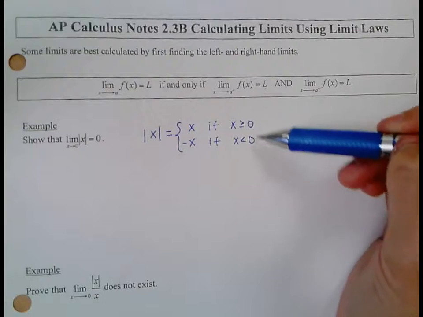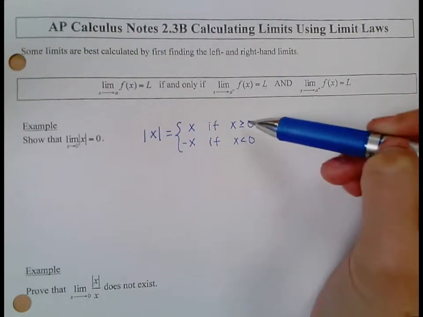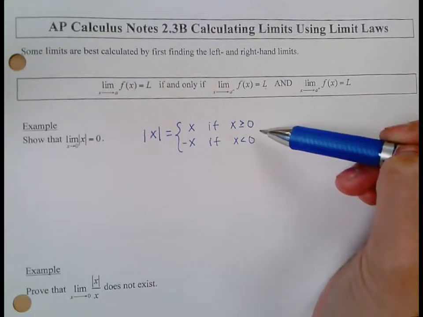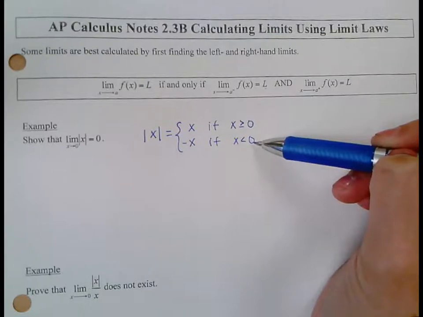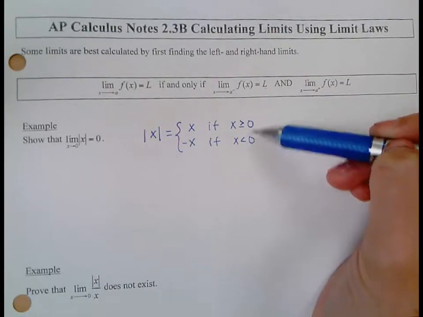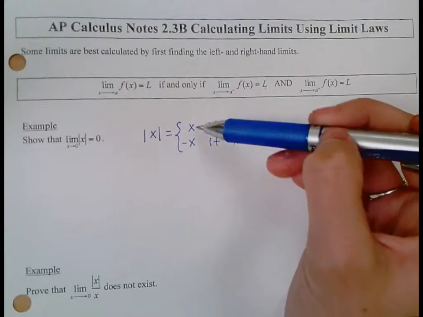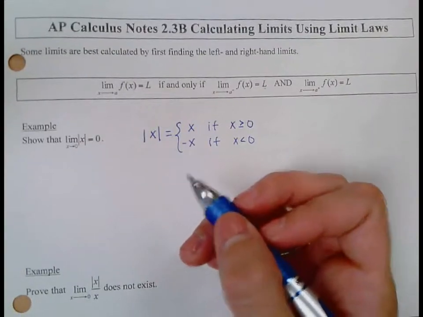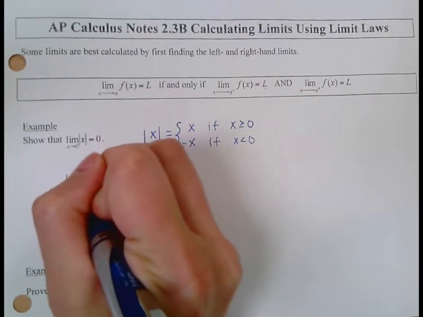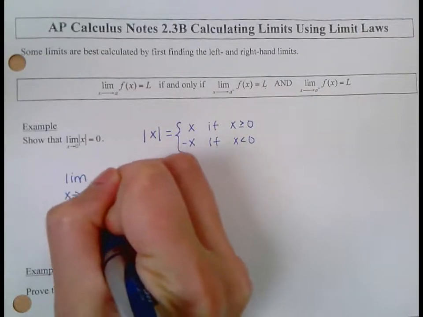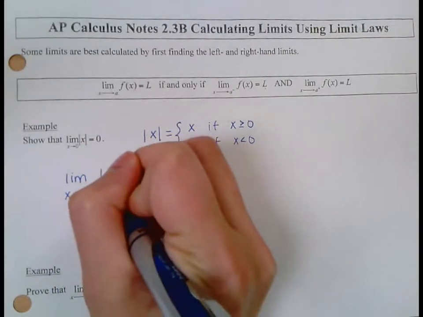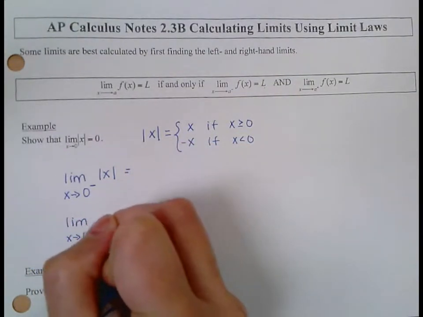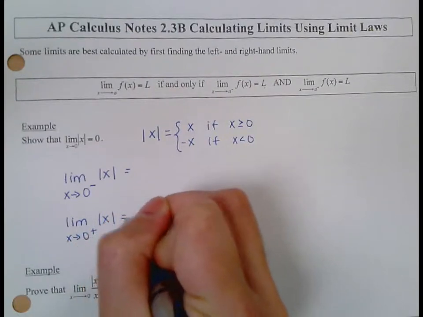So this is what I was explaining before. This is why it's best to evaluate the two one-sided limits. Here we have values of x that are greater than 0, so these values would be approaching 0 from the right side, and then here we have values of x less than 0, approaching 0 from the left side. So with the two different domains, we have the two different expressions. We have to make sure they're approaching that same value. So I need to find the two one-sided limits, the limit as x approaches 0 from the left of the absolute value of x, and also the limit as x approaches 0 from the right of the absolute value of x.